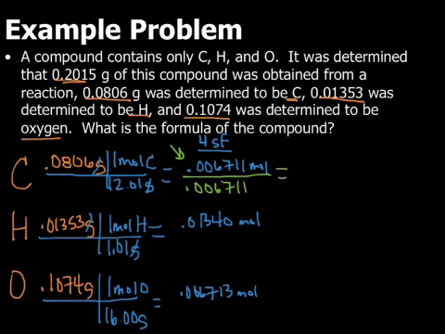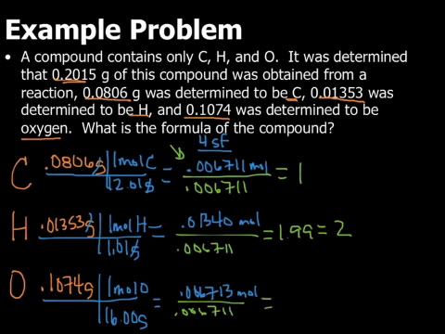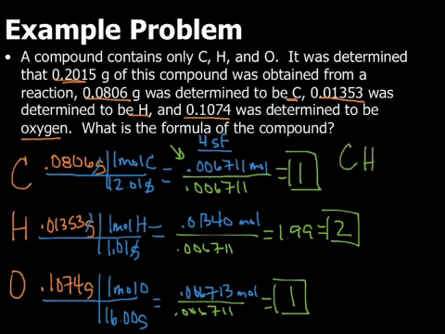So I'm going to divide everything by 0.006711. So obviously for that first one I get 1. This one, 0.006711. For this I end up with 1.99, which I'm going to round to 2. So that's really, really close, so I can round that. And then this last one, 0.006711. That one will also round to 1. So these all round to nice whole numbers. So these then are my final coefficients. So the formula of this compound then is C1, which I don't need to write, H2O. So that's my empirical formula of this particular compound.